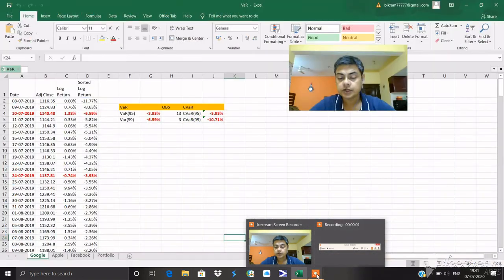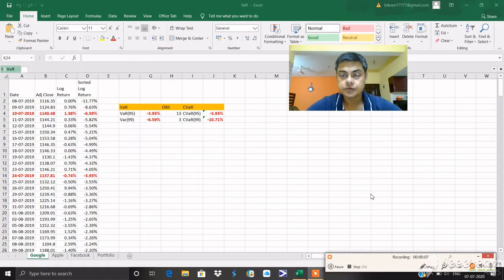Today our work is all about VAR and CVAR. So we will first understand the portfolio VAR concept, where we have taken Google, Apple, Facebook and made the portfolio. What is the difference between VAR and portfolio VAR? Portfolio VAR is the VAR for the entire portfolio. So basically it is the calculation of expected shortfall at 95% probability and at 99% probability.